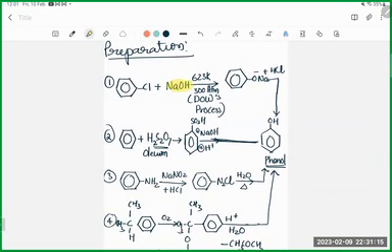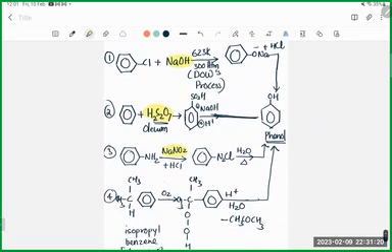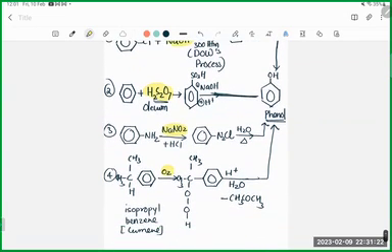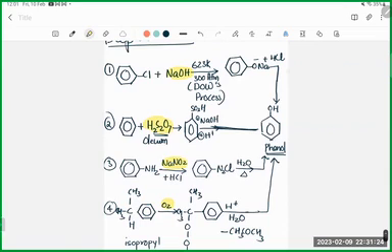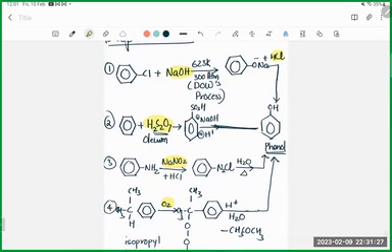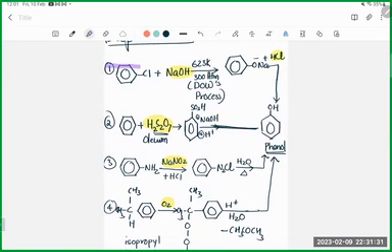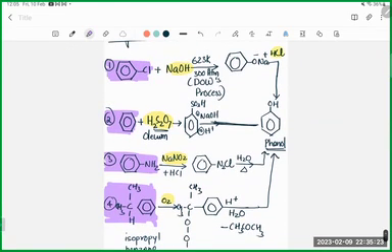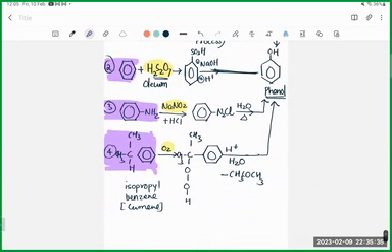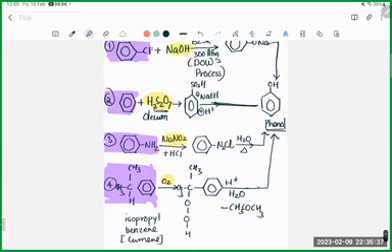Reagents are important. If you just look at this reaction every morning, it will be better. You can see the reagents I have shaded in yellow, and the reactants in violet. So this is the flow chart for phenol preparation.